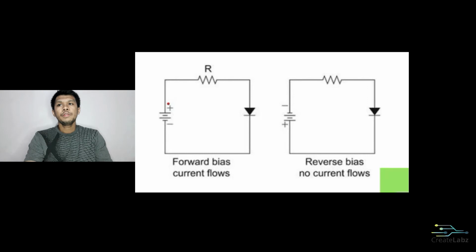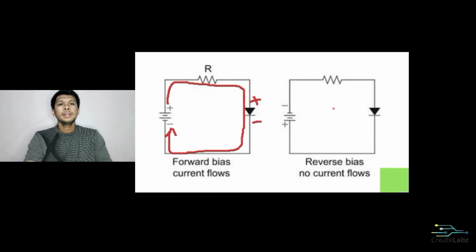So the current will flow from here, going to the resistor, and then going to the diode. Note that this end of the diode is the positive terminal, and this end of the diode is the negative terminal. Since this is the correct polarity, then current will flow continuously. Then it will go back to the negative terminal. Thus, we have a complete circuit. This condition is called forward bias.